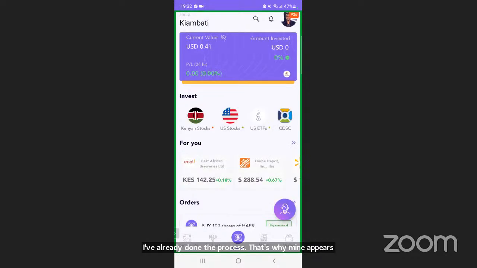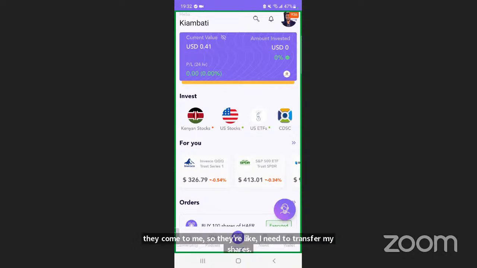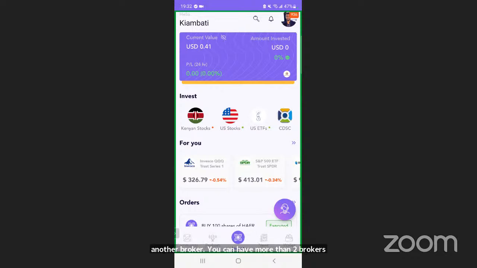If you don't have a CDS account, you'll see the option to open a new account under CDSC. And please note, one thing I should mention at this point, you can have more than one broker. There are people using other brokers who come to Hisa and say, I need to transfer my shares, I don't know what to do because I already have another broker. You can have more than two brokers. The only thing that doesn't change is your CDS number. Your CDS number will remain the same, but you can have two or three brokers.